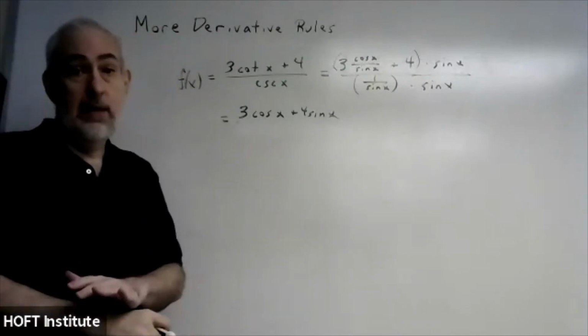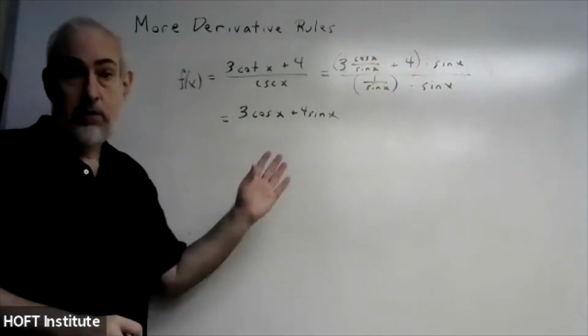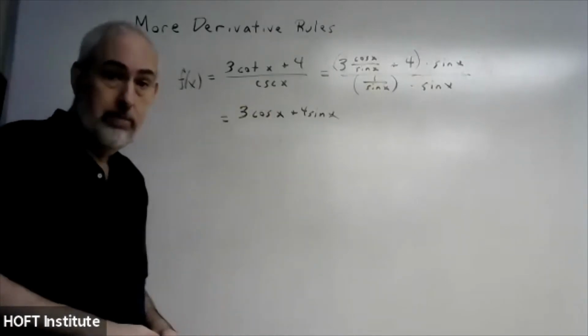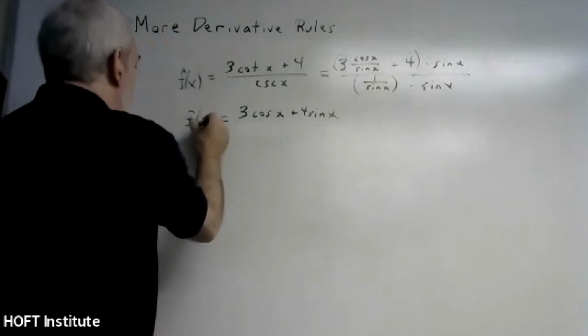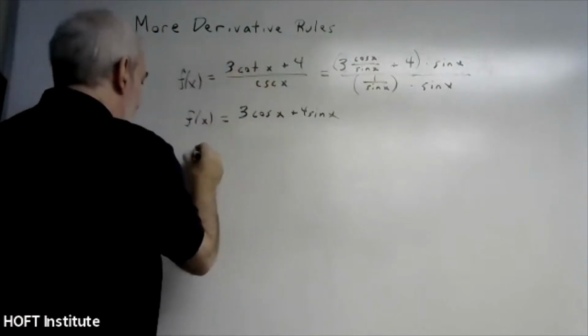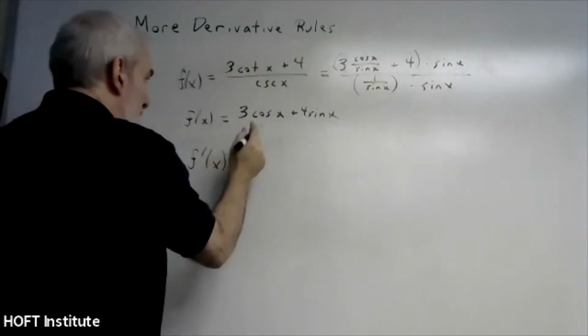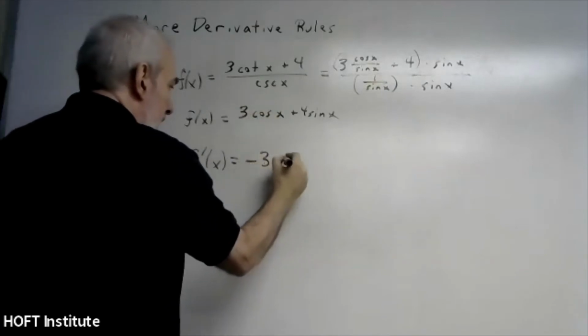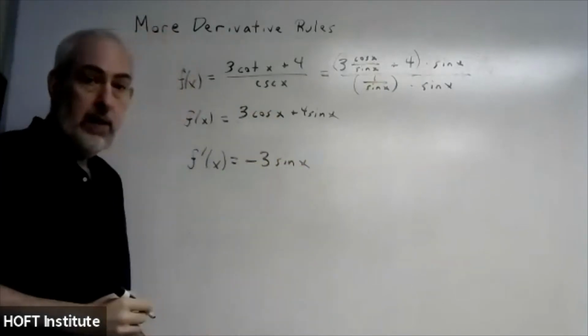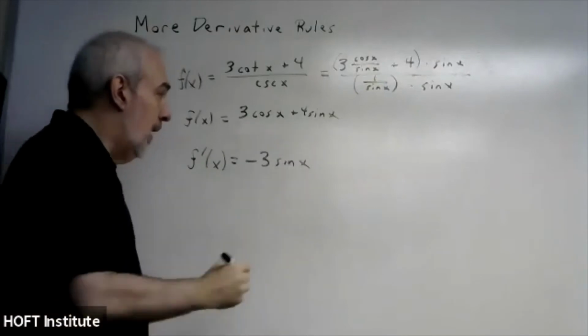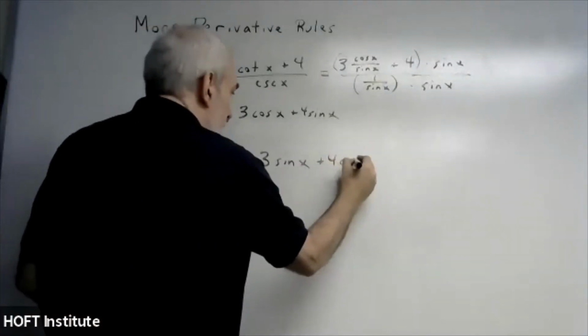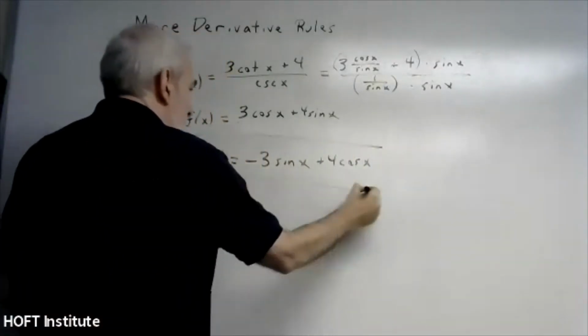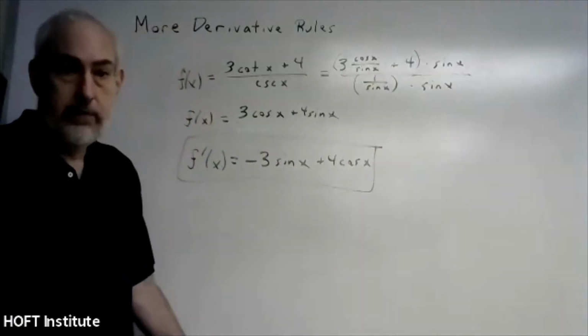See, and that's going to be a lot simpler to take the derivative of because we don't have to use the quotient rule anymore. Okay, so that was just simplifying the original function. Now applying the derivative rules. The derivative of cosine is negative sine, so this becomes negative 3 sine x, and the derivative of sine is positive cosine, so plus 4 cosine x, and that is your derivative.